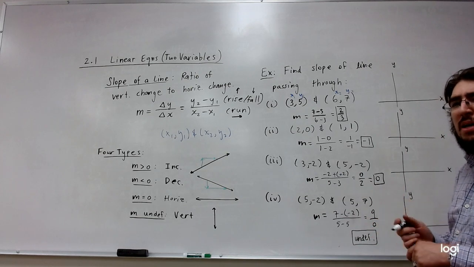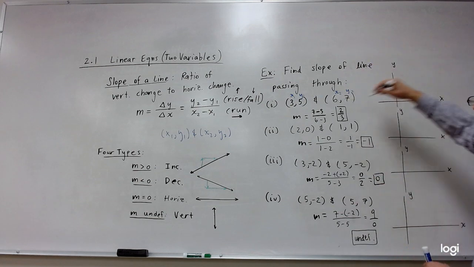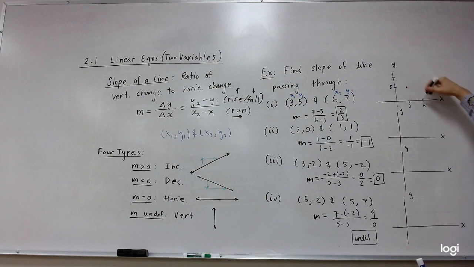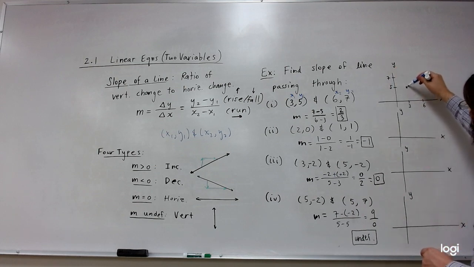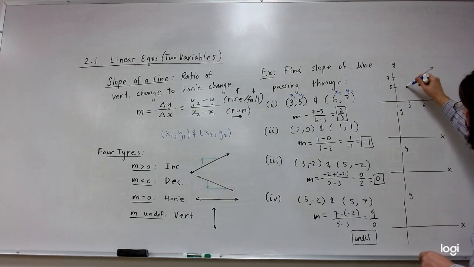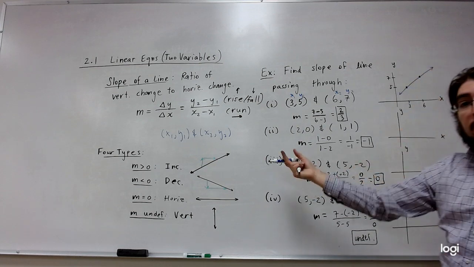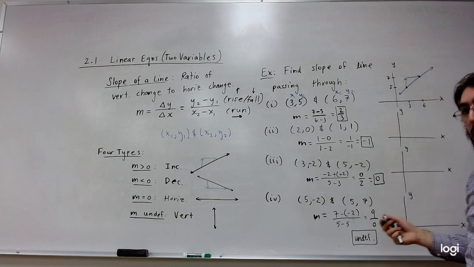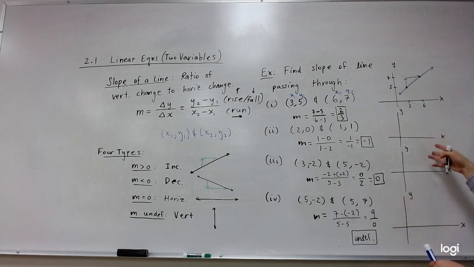Okay, so now I'm going to roughly plot these. So 3, 5, let's just say, is over here. And 6, 7, let's just say, is over here. Okay, and if you connect these, you get what I established earlier as being an increasing line. You would go up 2 and over 3. Perfect.